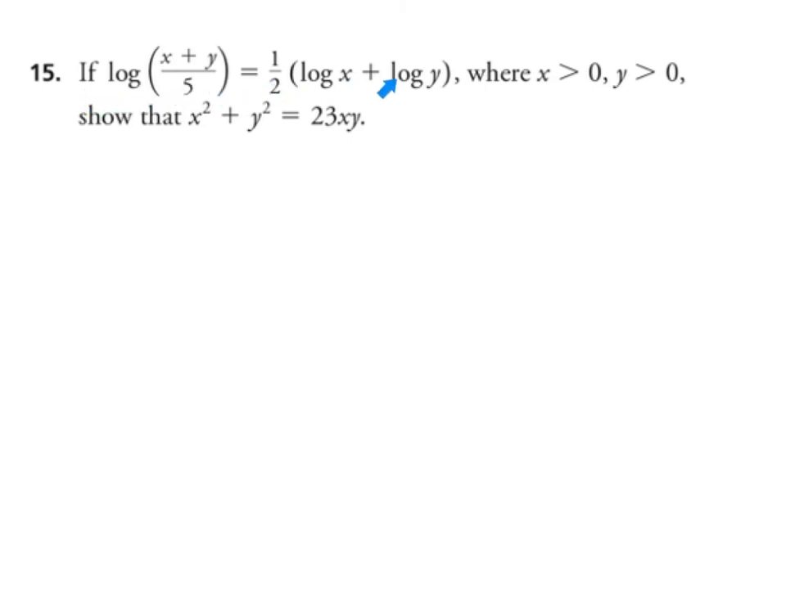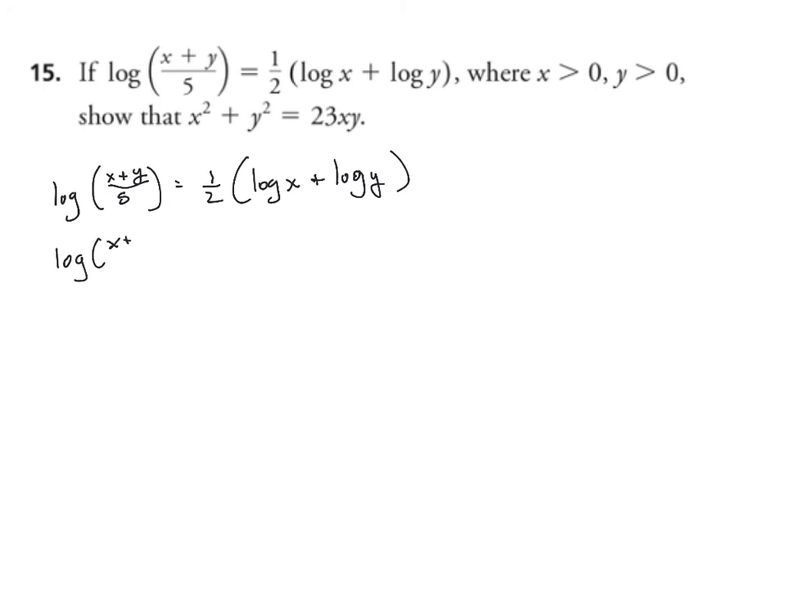All right, so if this is true, and x and y are both greater than 0, then we have to show that this is true. I have no idea how to do this, but I will start. So we're going to say the log, that's base 10, of x plus y over 5 is equal to 1/2 times the log of x plus the log of y. All right, so this log x plus log y is going to be log of xy.